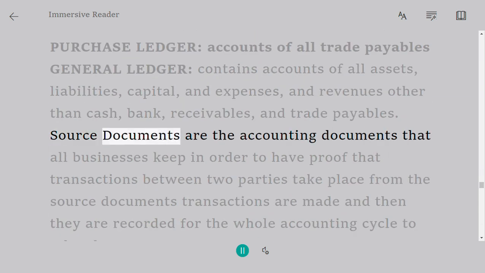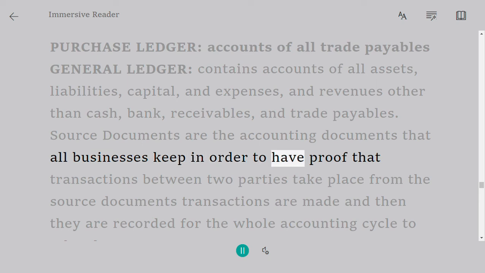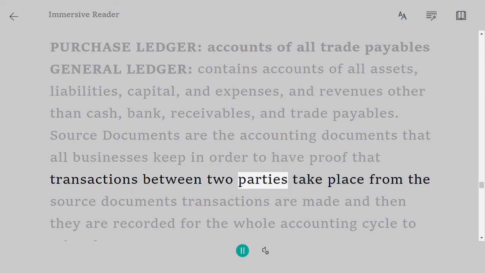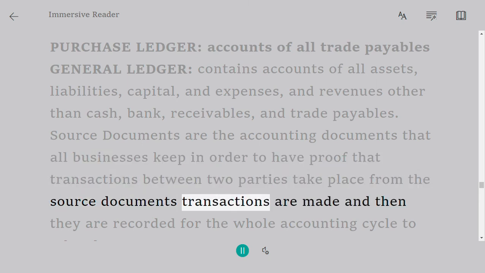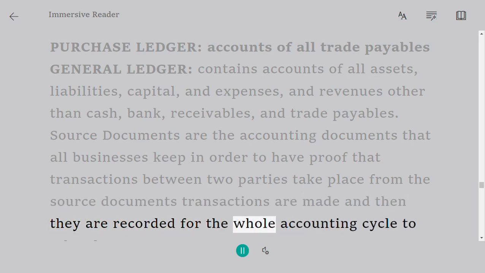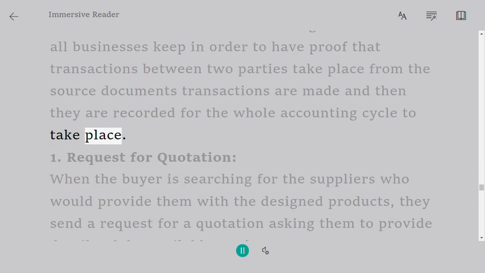trade payables. Source documents are the accounting documents that all businesses keep in order to approve that transactions between two parties take place. From the source documents, transactions are made and then they are recorded, and the whole accounting cycle takes place.